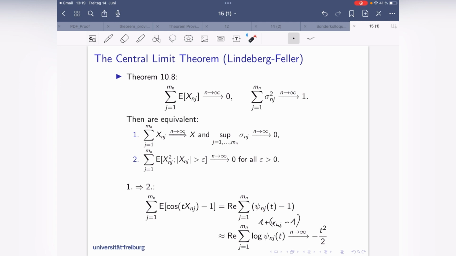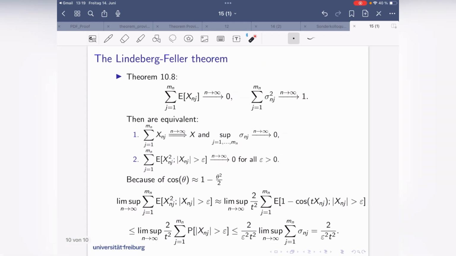The nice thing about this argument is that since I can use 1, I know that there's a convergence of the characteristic functions to the characteristic function of the normal distribution. So this sum here converges to e to the minus t squared over 2, which means the logarithm of it converges to minus t squared over 2. Okay, so why is this useful? Here there's this funny cosine function.